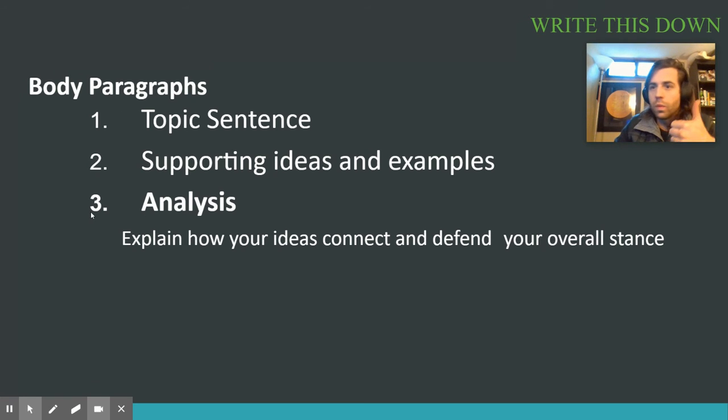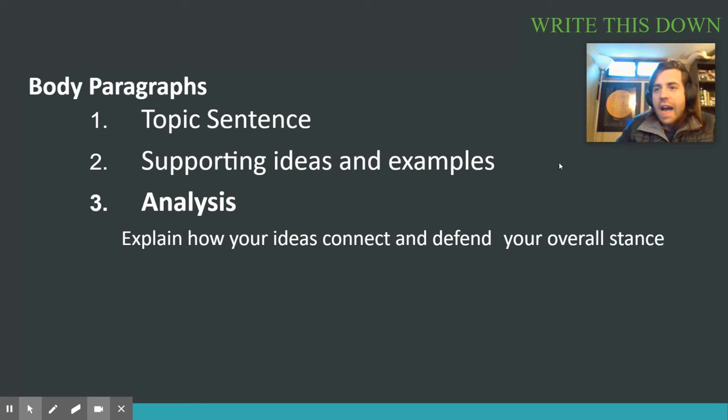Okay, what's my topic sentence? What's my claim? What's my evidence? And what's my reasoning? Topic sentence, supporting ideas, and reasoning, or I'm going to call it analysis here as well. So a clear idea, a clear example of that idea, and then I'm really going to spend most of my paragraph explaining how my idea and my example connect and defend my thesis.